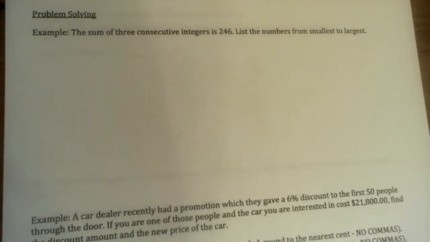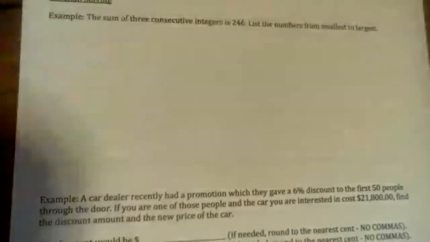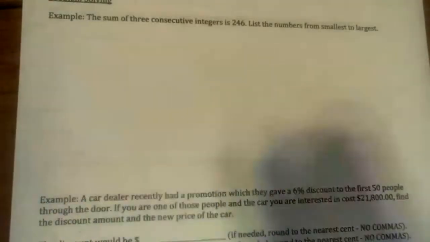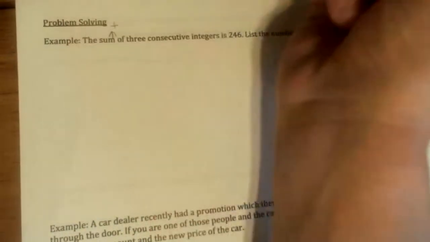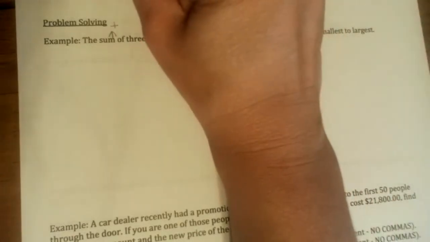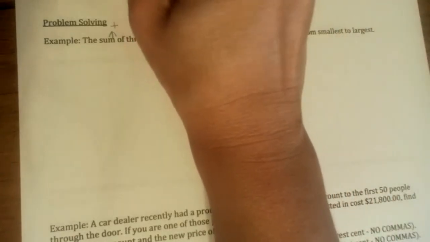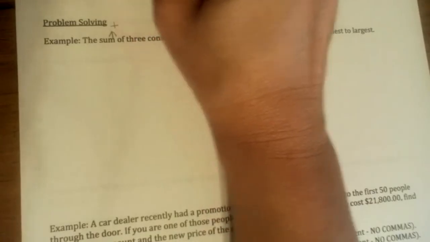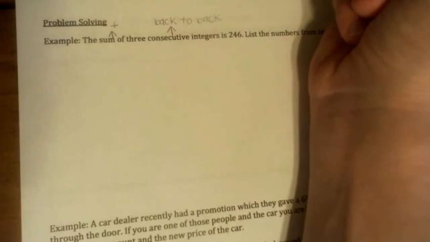So problem solving. It says the sum of 3 consecutive integers is 246. List the numbers from smallest to largest. Okay, let's break this problem down. There's a lot going on. It says the sum. Sum means we're going to add 3 consecutive. Consecutive means back to back. So we're adding 3 back-to-back numbers. Integers, remember, integers means whole numbers.